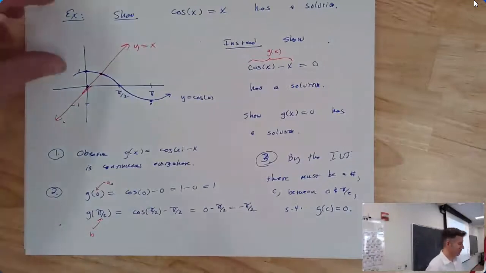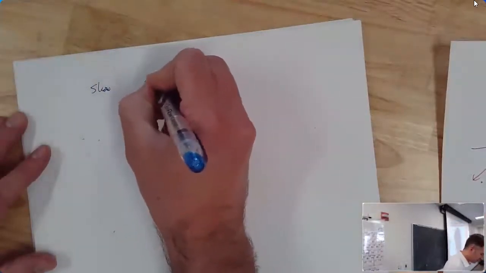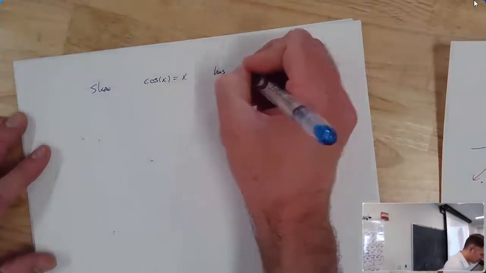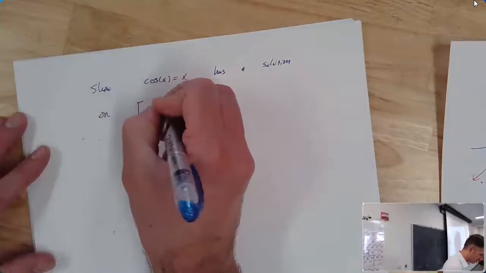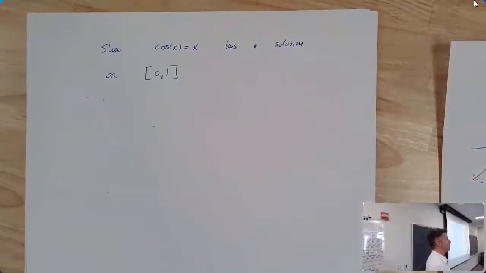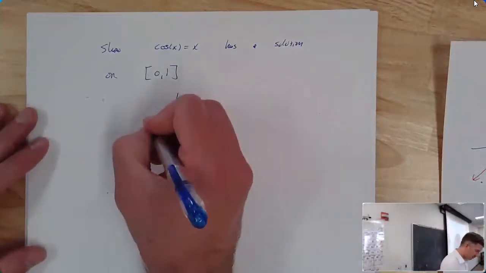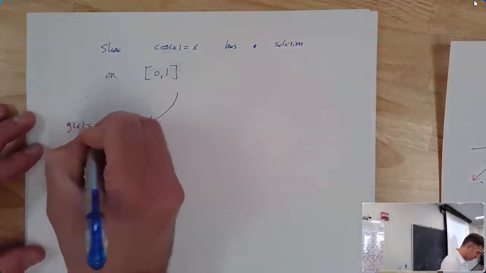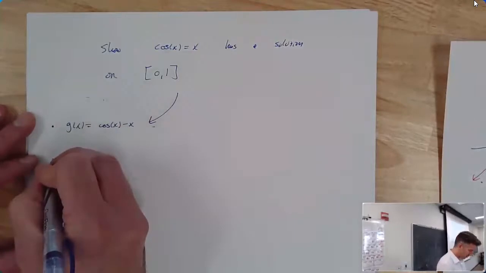If someone tried to make this problem a little bit harder and said, well, now I want you to show the same thing, except show that cosine of x equal to x has a solution on the interval from 0 to 1. It's the same sort of work, but it's a little bit harder because 1's not a great place to plug in. There's 2 ways to go about doing this. One way is still to just use what they've given you. So we're going to say g of x is cosine of x minus x. Great. And then we're going to use the 2 points.